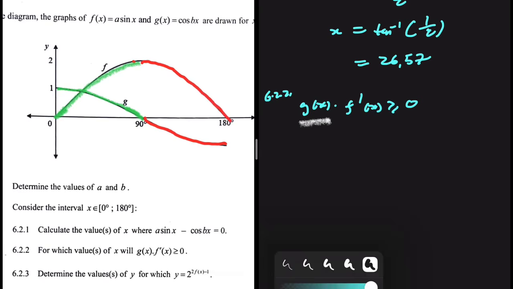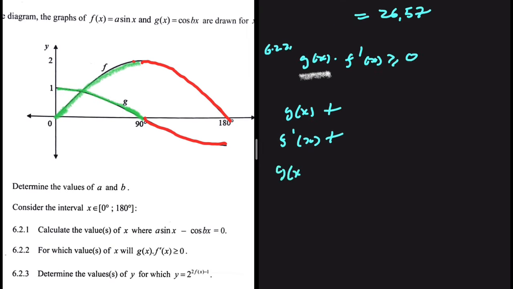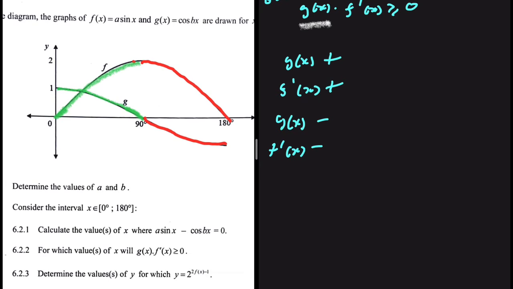So as you can see, when g of x is positive, f prime of x is also positive. The product of those two graphs will be positive. And when g of x is negative, the gradient of f of x is also negative. Negative multiplied by negative is positive. So it seems like when x is an element of 0 to 180 degrees, our condition is satisfied. g of x multiplied by the gradient of f of x is greater than or equal to 0.